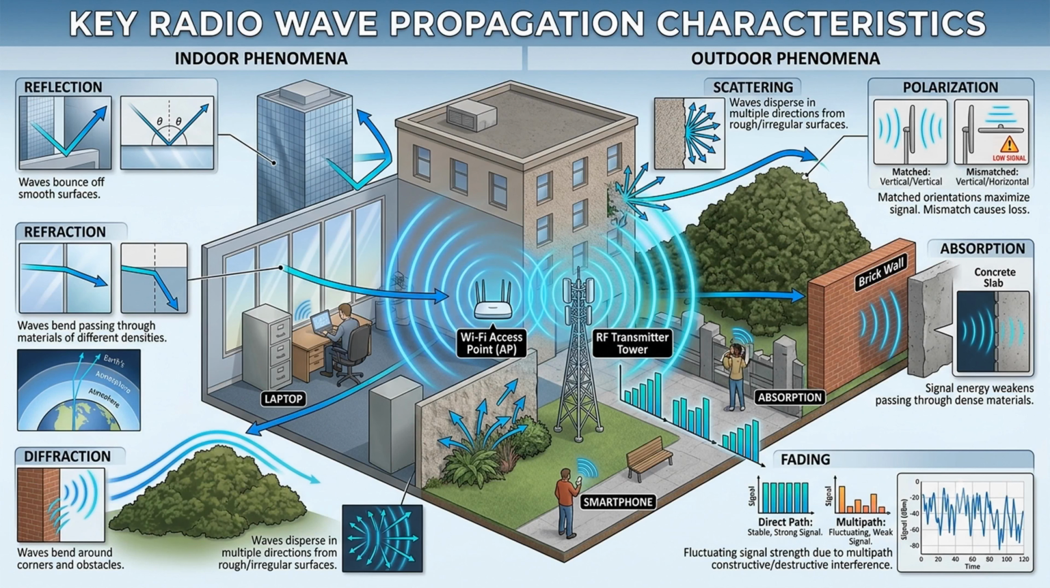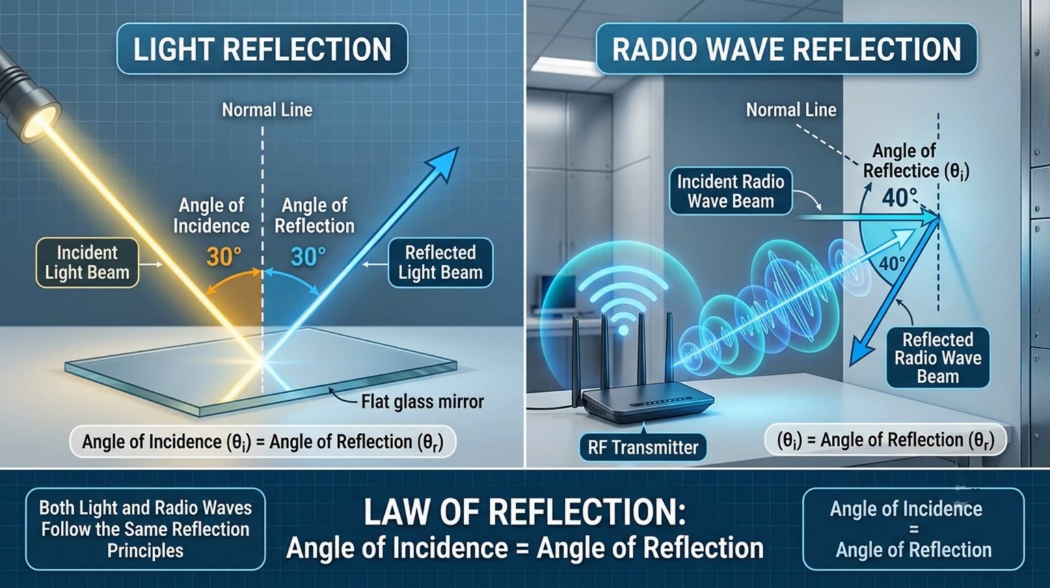Radio wave reflection. One of the most common propagation characteristics of radio waves is reflection. Reflection occurs when a radio wave encounters a large, smooth surface and bounces back instead of continuing along its original path. During this process, some of the signal's energy is lost. Similar to light reflecting from a mirror, the angle at which the radio wave strikes the surface, known as the angle of incidence, is equal to the angle at which it reflects away.